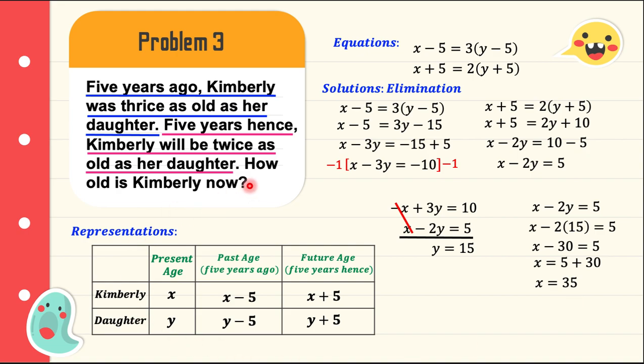So it's here. Okay, how old is Kimberly now? So we're looking for the present age. Therefore, that will be the value of x. So the final answer will be Kimberly is 35 years old.